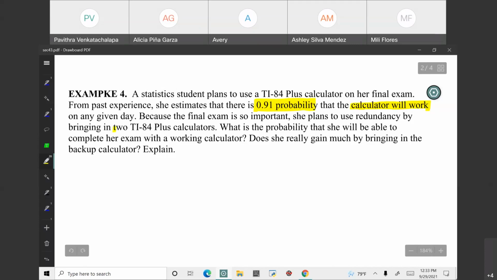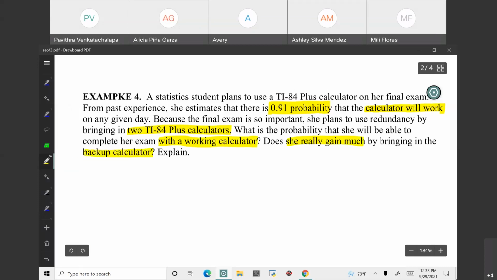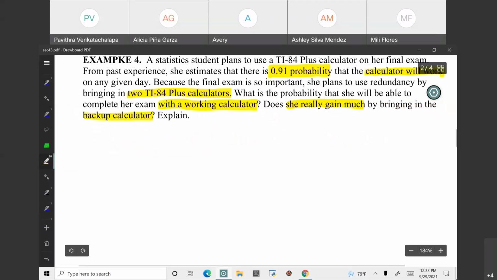So it has been given here. What is the probability that she will be able to complete her exam with a working calculator? So we have to find the probability for one calculator. Does she really gain much by bringing another calculator? In other words, what would be the probability of her facing troubles if she had not brought the other calculator? Okay, that is what we have to find.